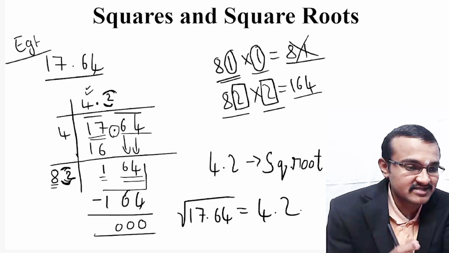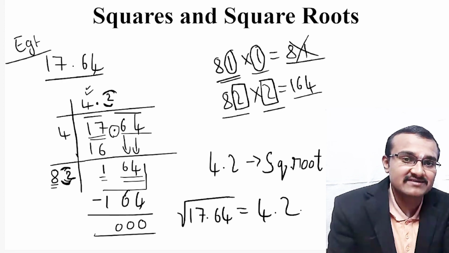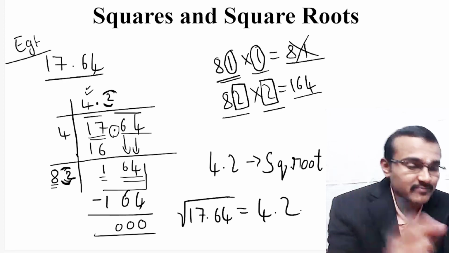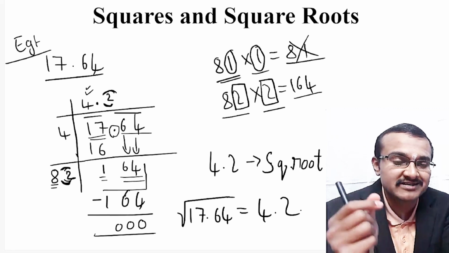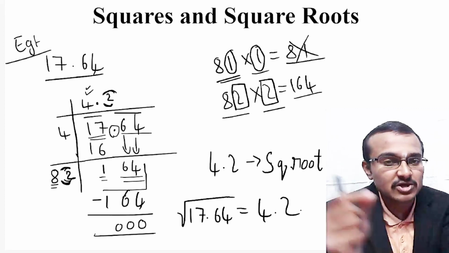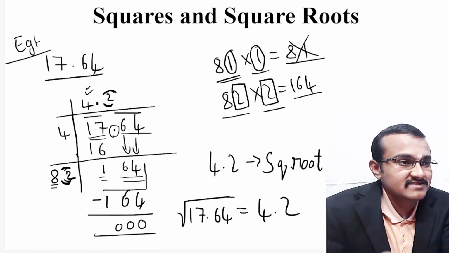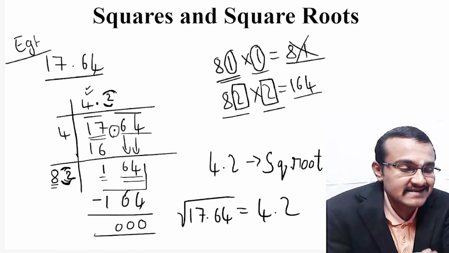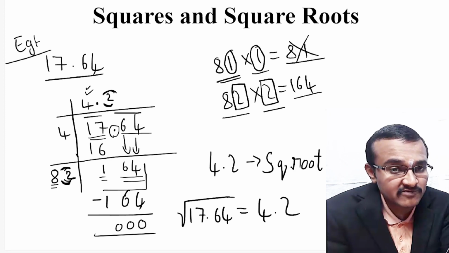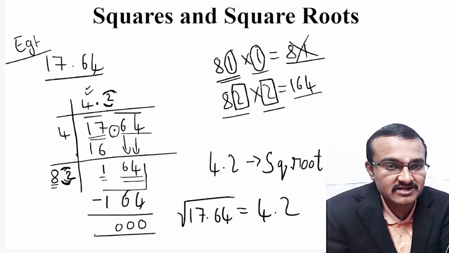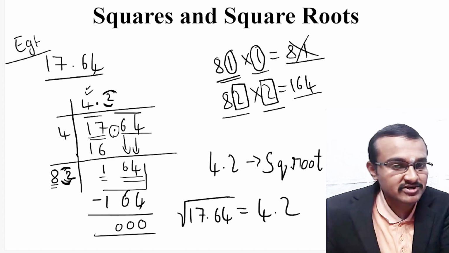So using this division method, you can also find the square root of non-perfect squares, and you can also find the square root of fractions. You can also find the square root of decimals. So after learning this division method, we have certain exercise problems in exercise 5.4 based on this particular division method. So I'll just solve that particular exercise.